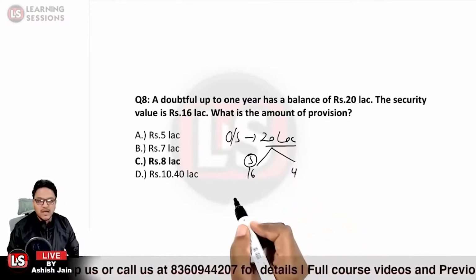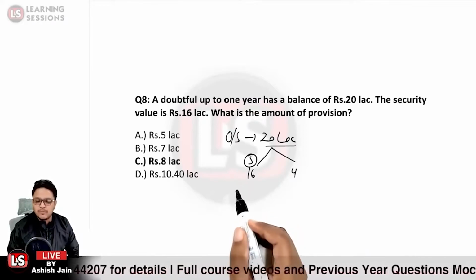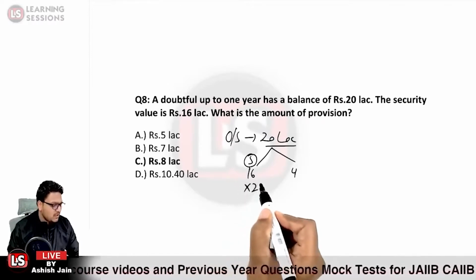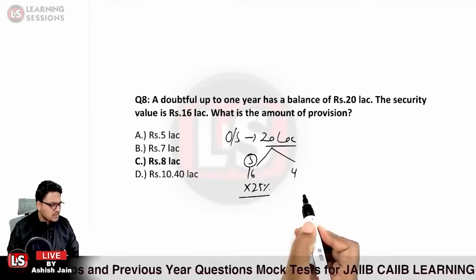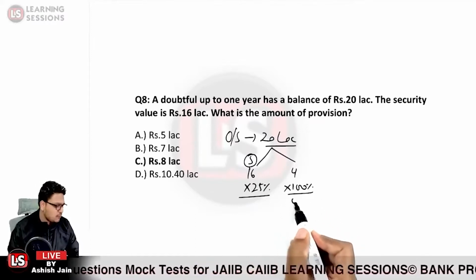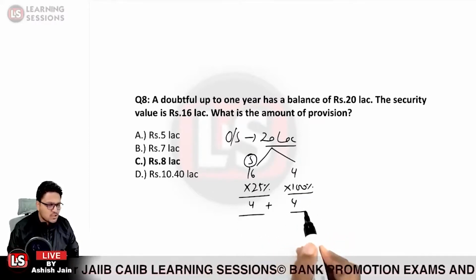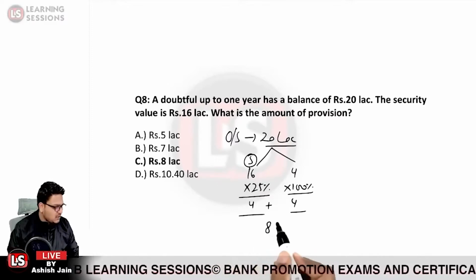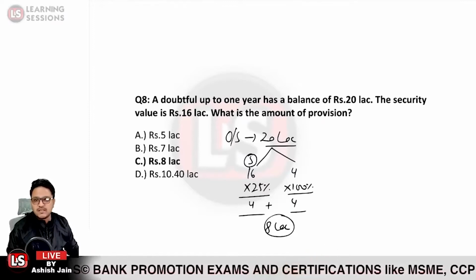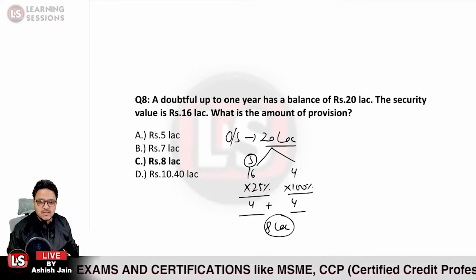And we are well aware that in the case of doubtful assets, we have to maintain provision at 25% for the secured assets. So it will be 25% of the 16 lakh rupees, and 100% of the unsecured balance, that is 4 lakh rupees, is to be maintained over here. So the total provision that is to be created is 8 lakh rupees in this particular case. So option C over here is the right answer, which is already marked over here.